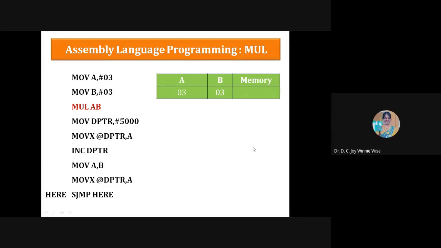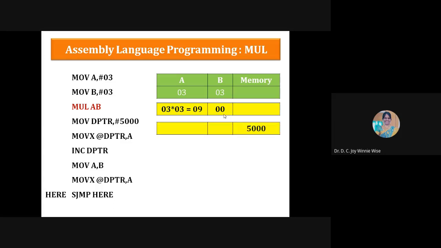First we are initializing the A and B registers with the values 03 and 03, and then we are multiplying both the data. So we get 03 into 03, that is 09. That is available in the accumulator, and the B register contains 00. Now the DPTR register is initialized with the value 5000, so that refers to the memory.